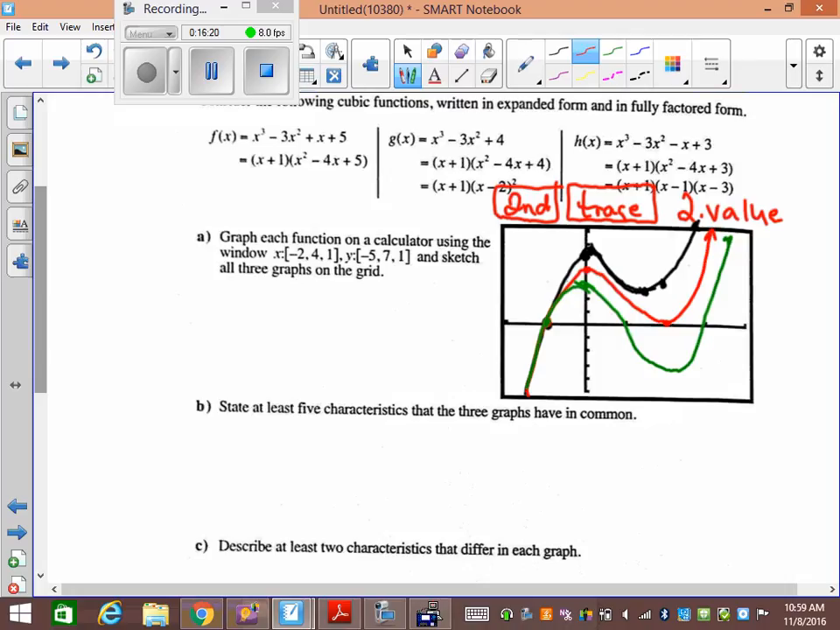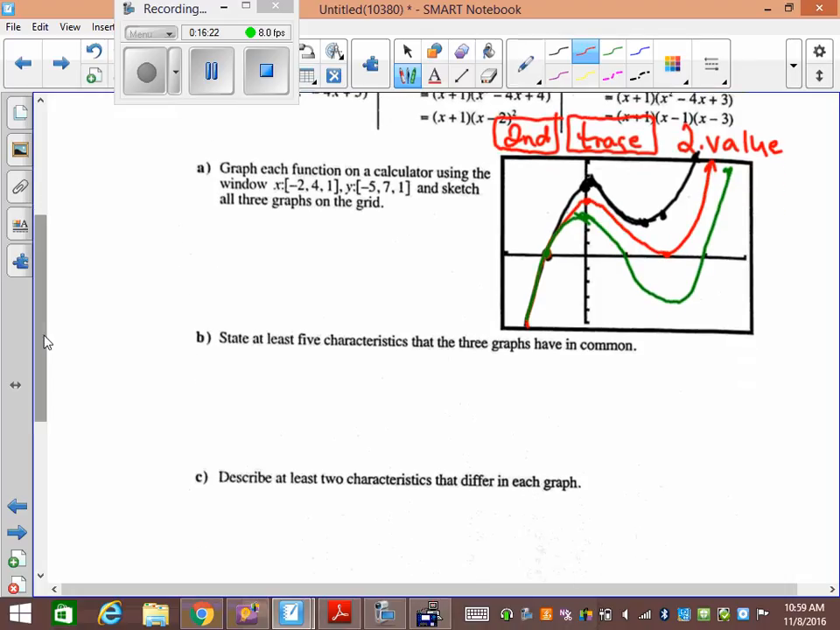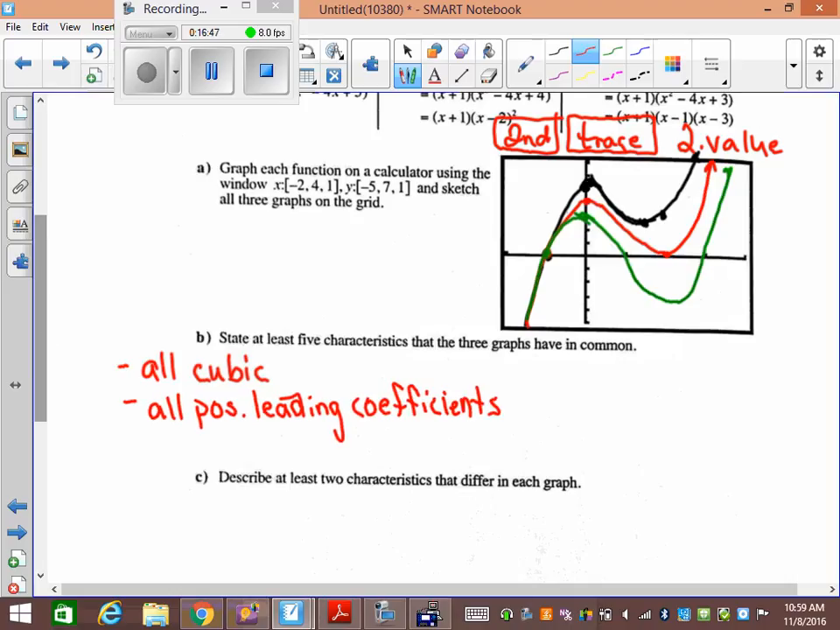Okay, state at least 5 characteristics that these have in common. What do they have in common? All cubic. What else? All positive what? Leading coefficients. That's also true. All positive leading coefficients because they all end up on the right, correct? They all have positive y-intercept. Someone said that. That is true.